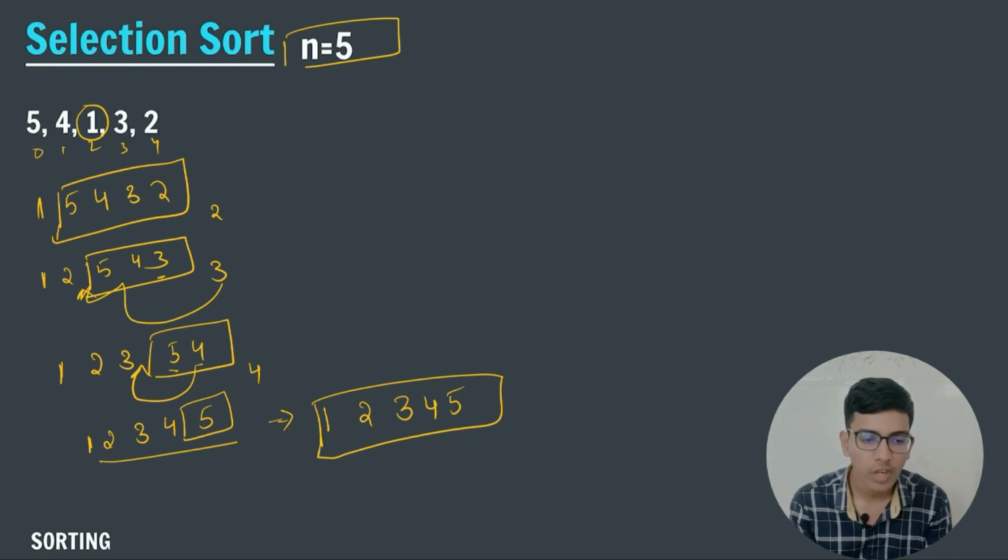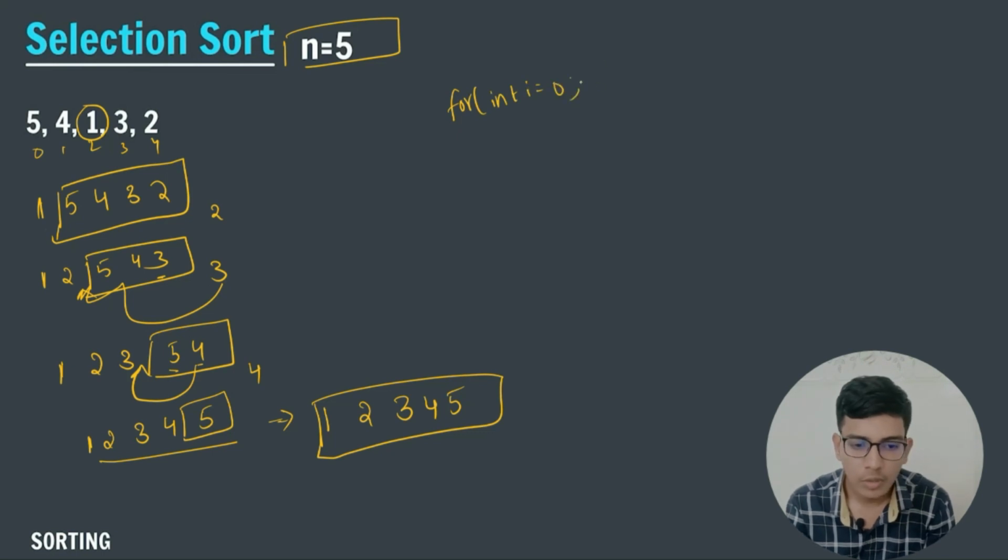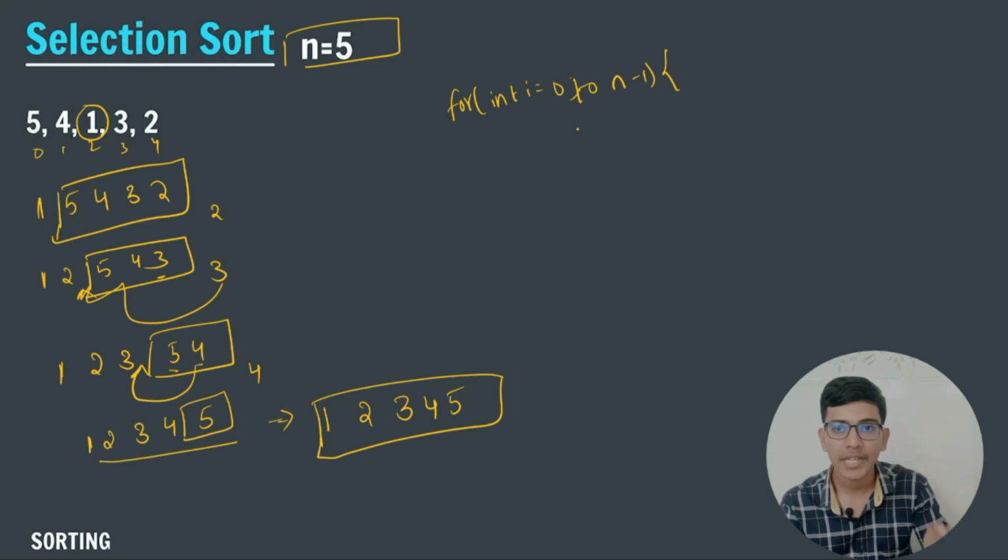The pseudocode for this is, first of all, I will run a loop from int i equals 0 to n minus 1. In this loop I take my minimum position. I am assuming that whatever index I have is my minimum position.